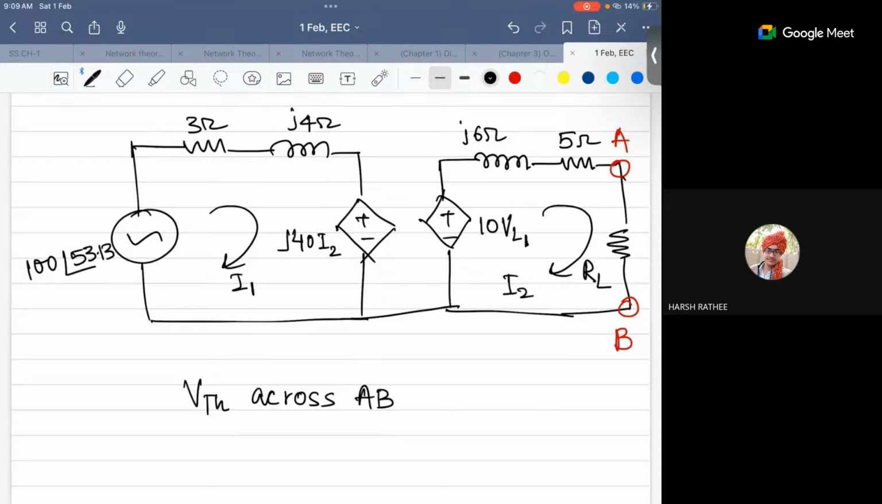where I2 is written in that loop, will there be any current? As you have to calculate V Thevenin, V Thevenin is what? V of open circuit, right? You just open this circuit across AB. Now, is there any current in the circuit? No, sir. So if you don't have any current in the circuit, that means you're just left with one circuit.